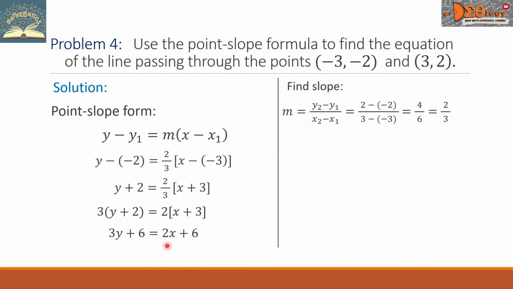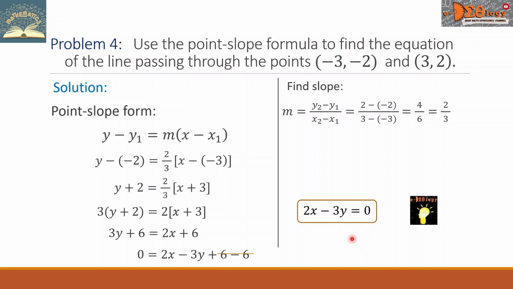Since by convention we want the variable x to be positive, the 3y and plus 6 we transpose to the right. So we make the left side be 0. So we have 2x minus 3y plus 6 minus 6. We can see that the 6 minus 6 becomes 0. Then we write 2x minus 3y equals 0. This is the answer.